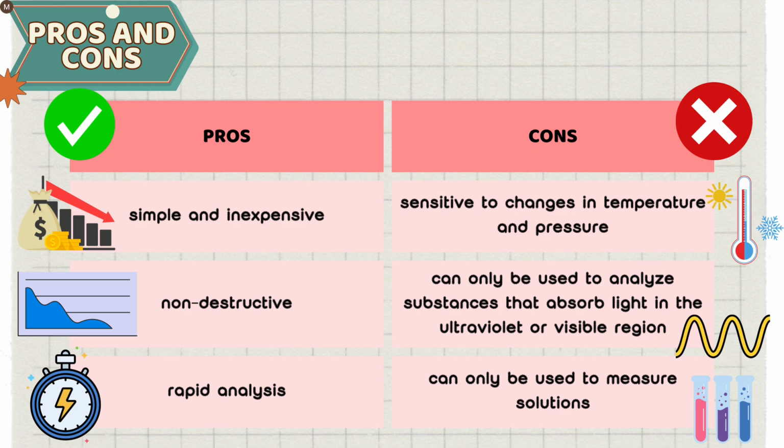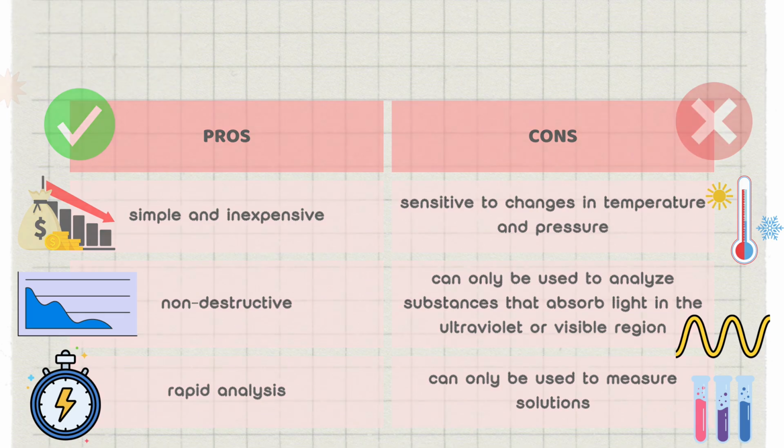So the cons of this instrument are that it is sensitive to changes in temperature and pressure, it can only be used to analyze substances that absorb light in the ultraviolet or visible region, and the last one, it can only be used to measure a solution, not gas or solids.